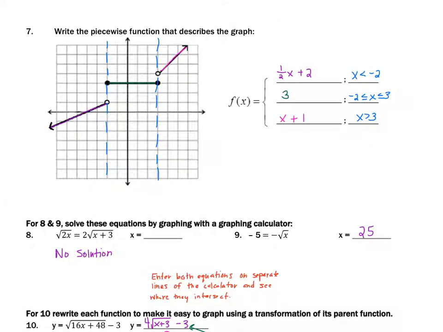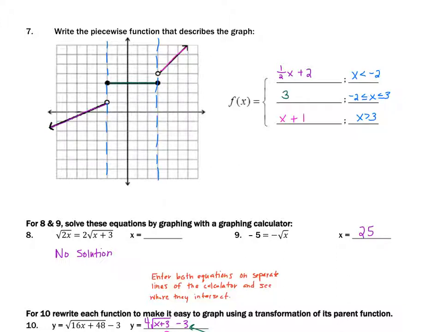All right, moving on to number 7. On number 7, we're given the graph, and we need to write the piecewise definition. The best place to start is to write the equations of the 3 different pieces. We'll start with this piece to the left that's highlighted in purple. So I want the equation of this line.